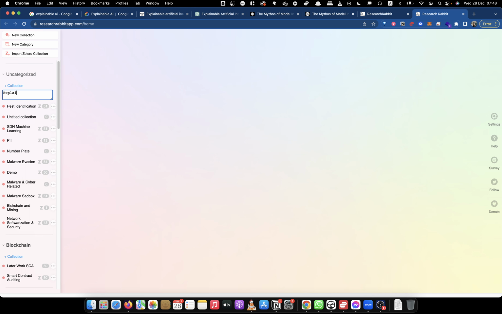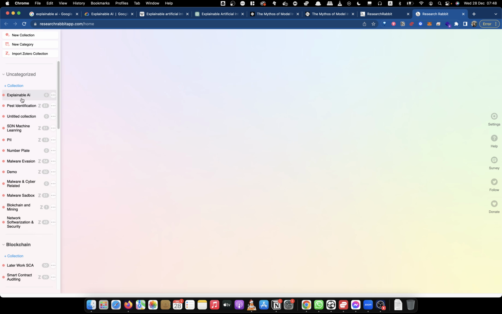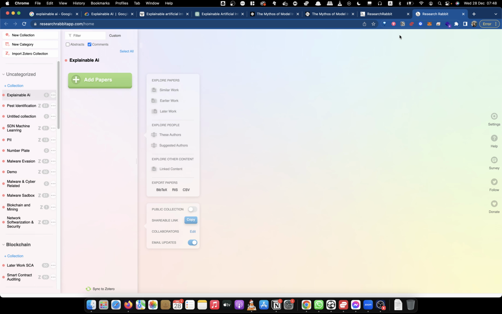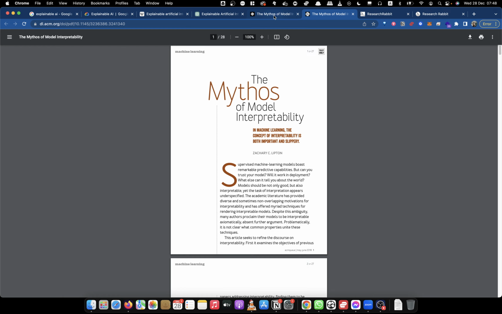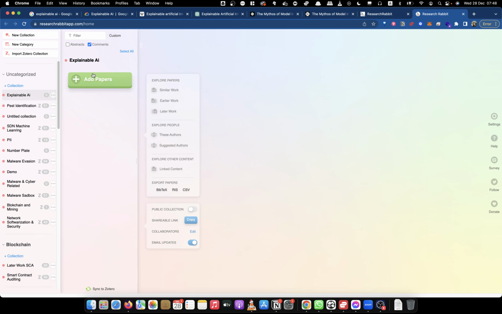So, explainable AI. But remember, this is what I'm doing right now, without having done it earlier. So this might work, might not work. So do understand, you need to do this once or twice to get the ultimate or best result. So let me add this paper.